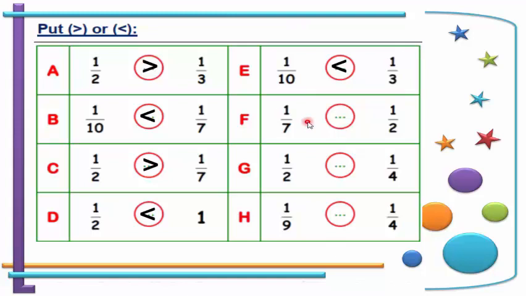Who's greatest? 1 over 7 or half? Excellent. 1 over 7 is less than 1 half. Who is greatest? Half or quarter? Excellent. Half is greater than quarter. 1 over 9 or 1 quarter? Excellent. 1 over 9 is less than 1 quarter.